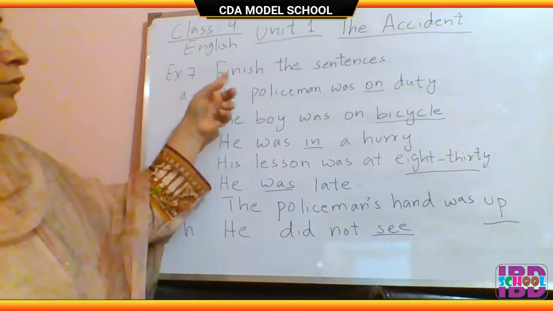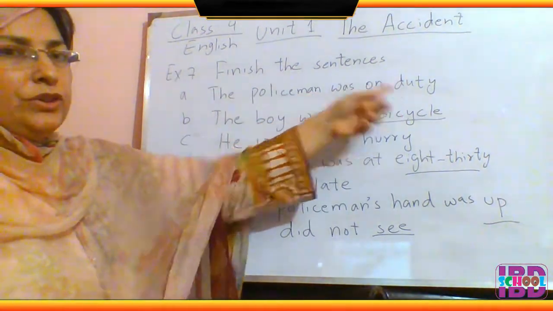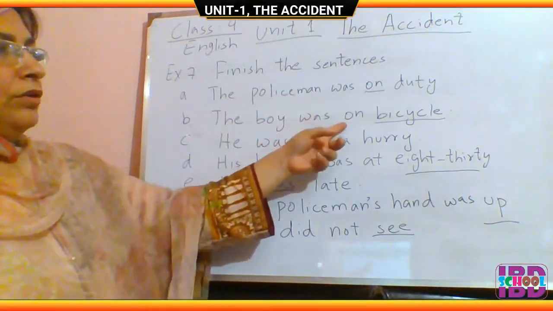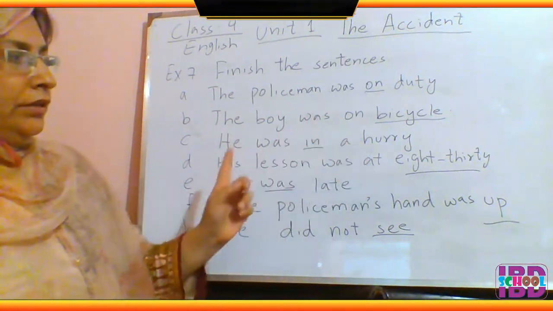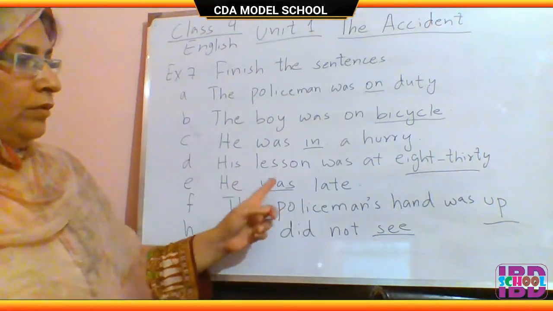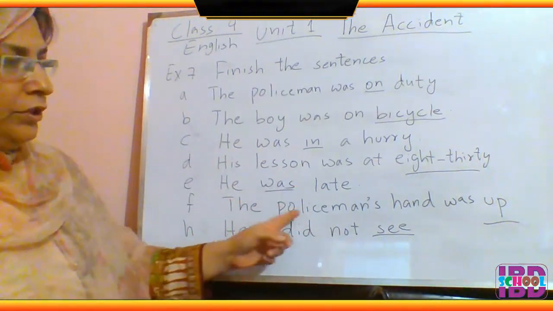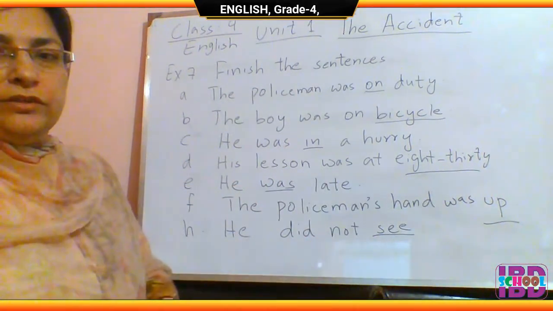Exercise 7 is finish the sentences. The policeman was on duty. The boy was on bicycle. He was in a hurry. His lesson was at 8:30. He was late. The policeman's hand was up. He did not see.